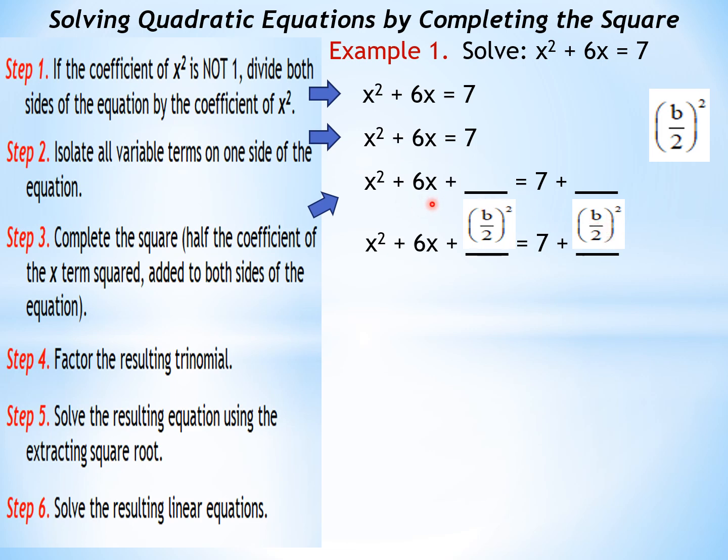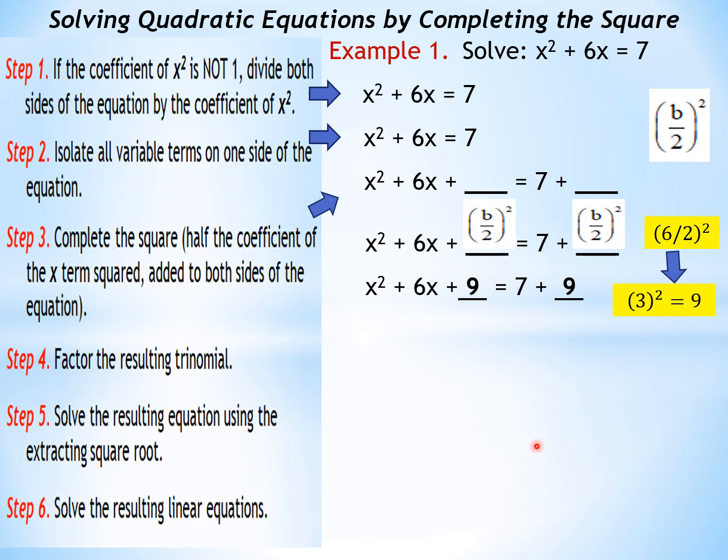So, heto siya. Okay? Yung katabi ni x term. So, 6 divided by 2 squared. So, solve natin ito. Dito pa lang, 6 divided by 2, makukuha natin 3. Okay? So, dito, 3 squared. Ibig sabihin nito, dalawang beses natin i-multiply yung 3 sa sarili niya. So, 3 times 3 is 9. So, ang dadagdag natin ay 9.